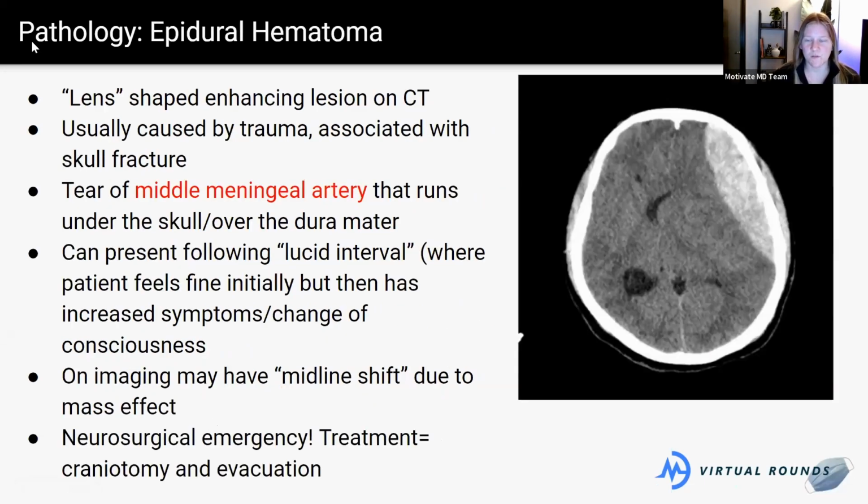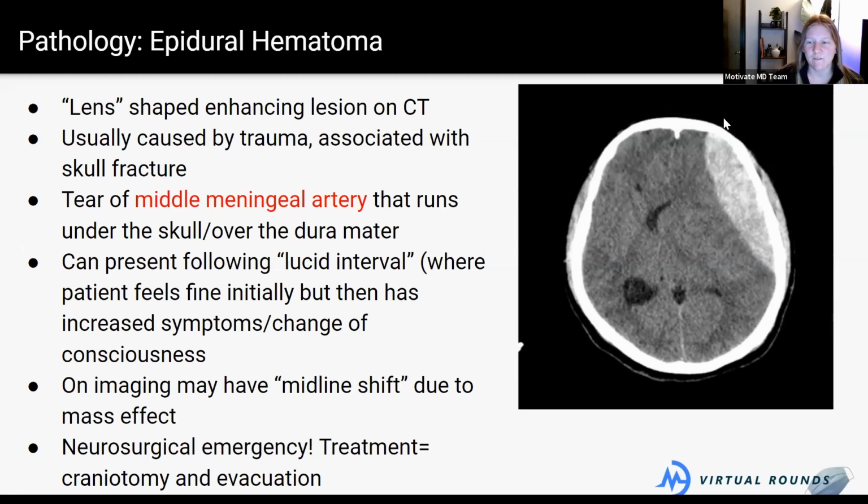So we're going to first go through the 4 different types of brain bleeds that we talked about previously, starting with an epidural hematoma. This is going to be a lens-shaped enhancing lesion on CT, or this convex lens, where you have usually on just one side of the head, something that is kind of this oval shape of hyperenhancement. This is all blood collecting.